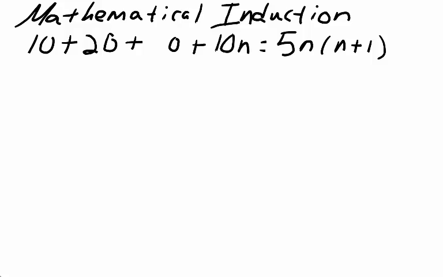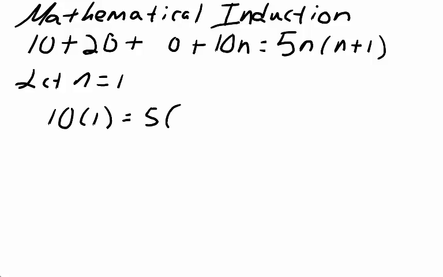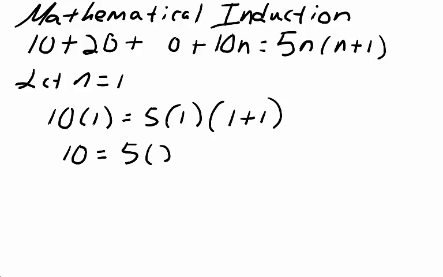First, we need to consider a base case. So we'll let n equal 1. Then substituting 1 for n, we have 10 times 1 equals 5 times 1 times 1 plus 1, which gives us 10 equals 5 times 2, which gives us 10 equals 10. So that's our base case.